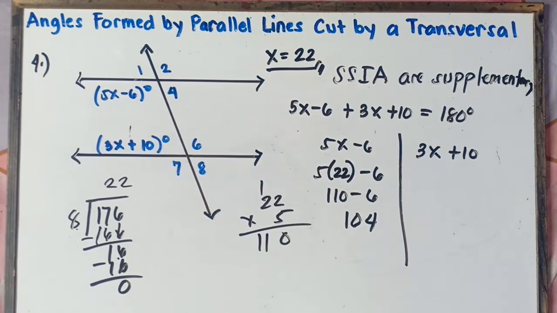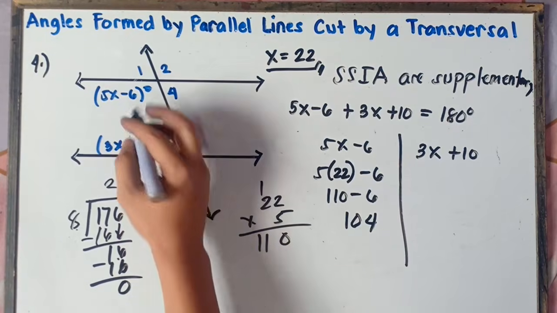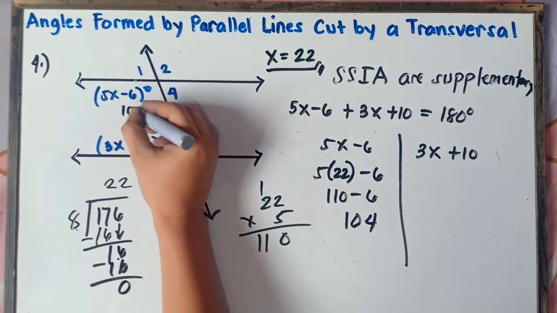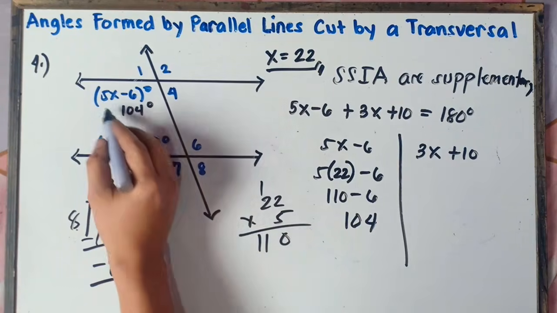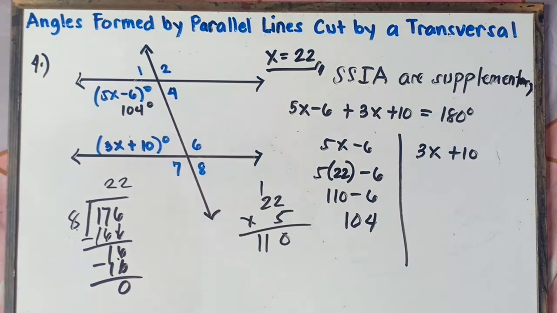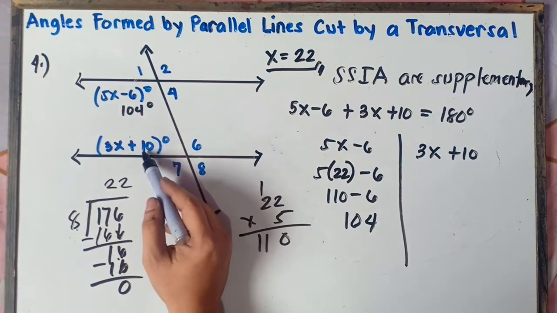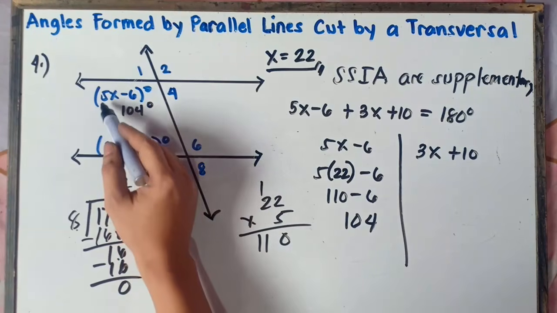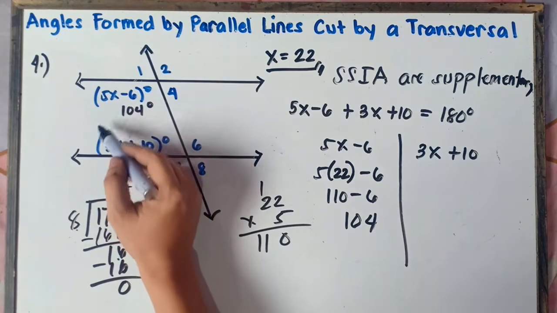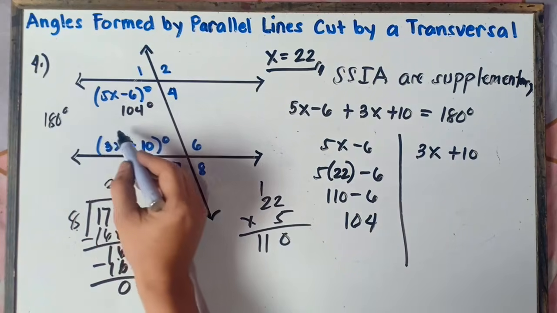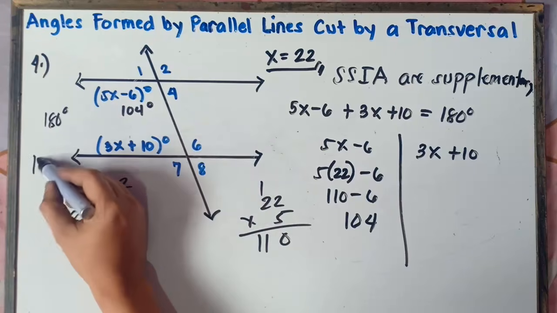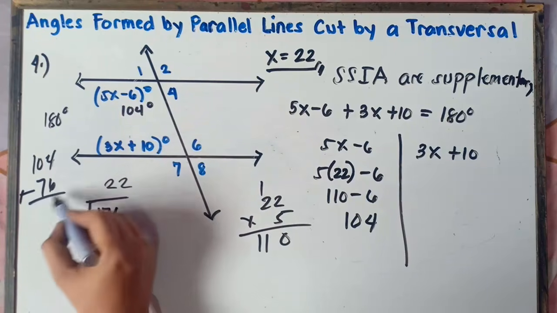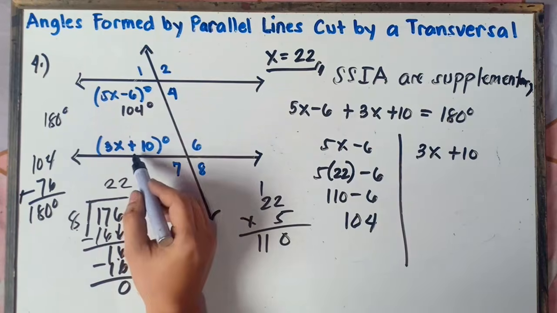So therefore, this is 104 degrees. This angle right here is 104 degrees. So if you add this up, this will be 76, right? Because same side, their angles are supplementary. If you add the two angles, that will be equal to 180. Therefore, this should be 76 because 104 plus 76 will be equal to 180. So this will be 76.